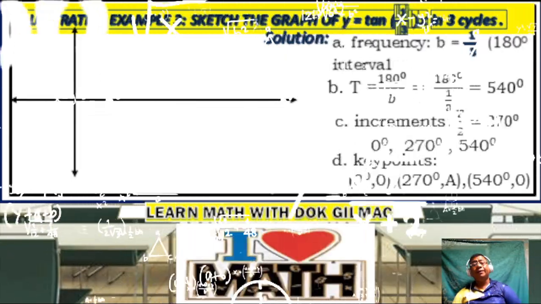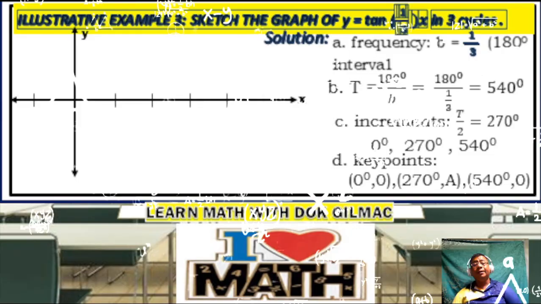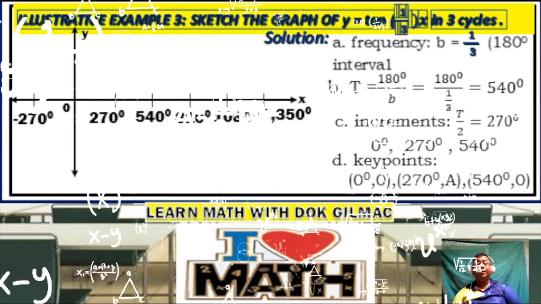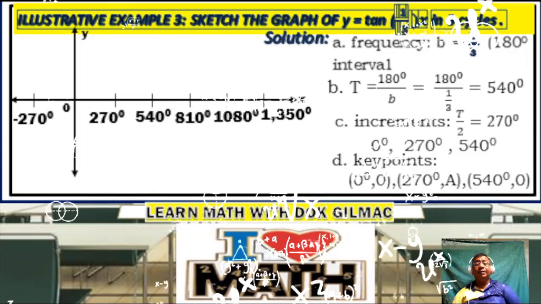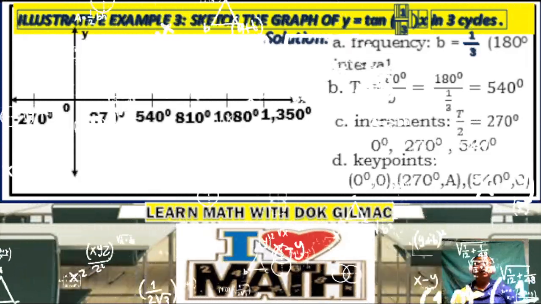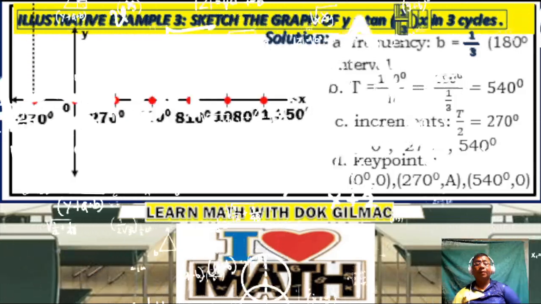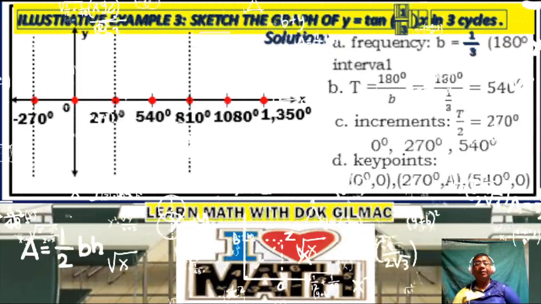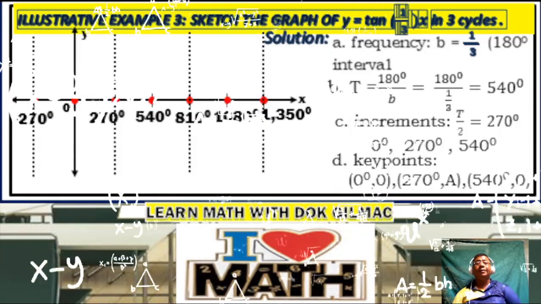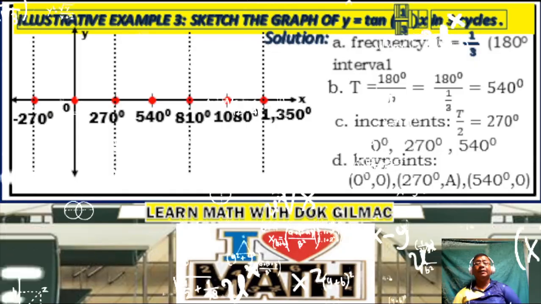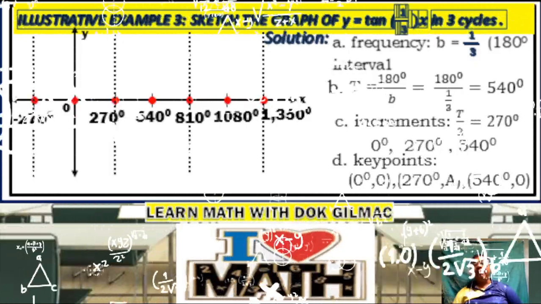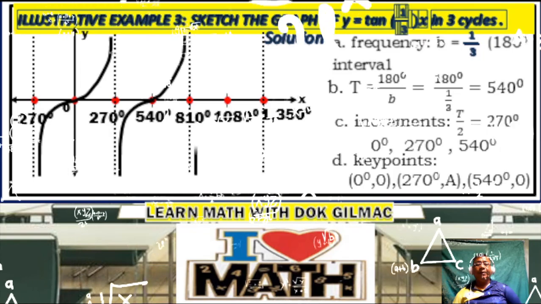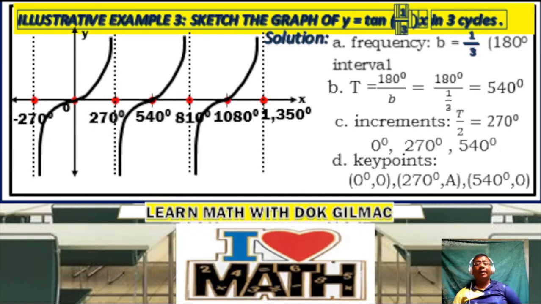So let's graph in a given Cartesian plane x and y. So let's just plot the increments from negative 270 degrees up to 1350 degrees, since we are to graph the given function in 3 cycles. Okay, so negative 270 degrees is the asymptote, positive 270 degrees is the asymptote, 810 degrees is the asymptote, and 1350 degrees is the asymptote. So let's now graph y is equal to tangent 1/3 x in 3 cycles. So there you have it, a graph of y is equal to tangent 1/3 x in 3 cycles.